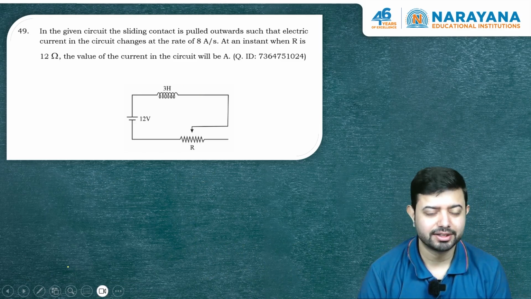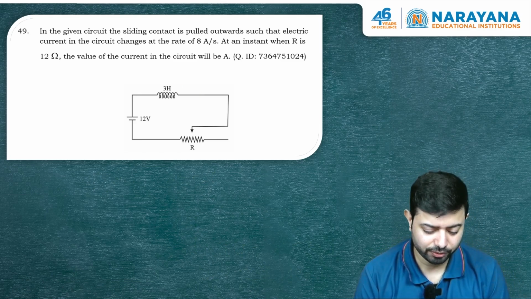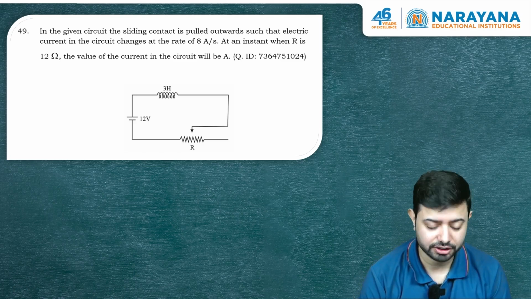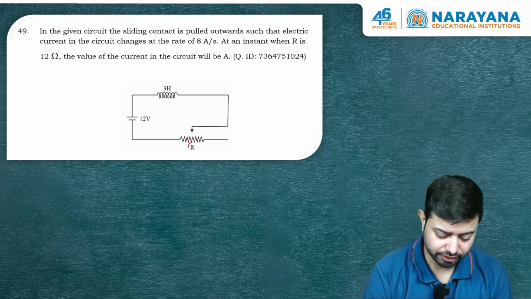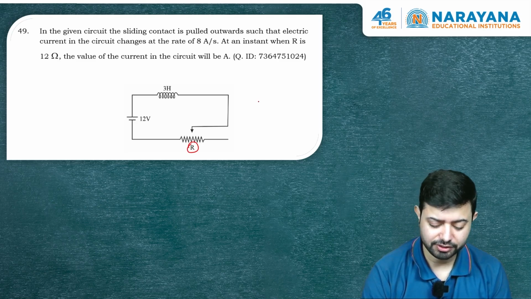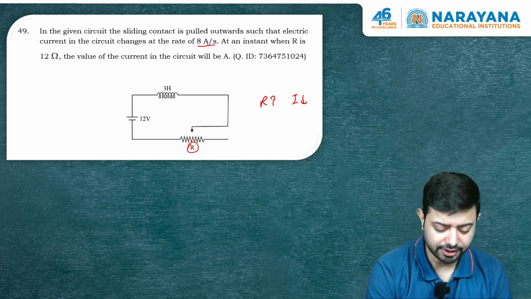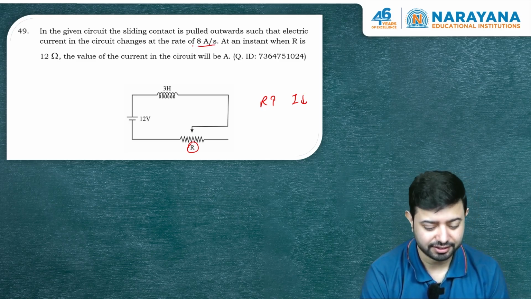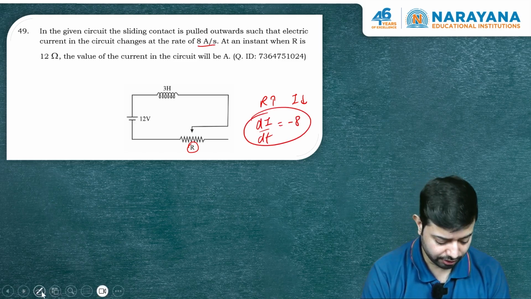Alright, let us have a look at this question number 49. In the given circuit, the sliding contact is pulled outward such that electric current in the circuit changes at the rate of 8 ampere per second. It means that resistance is going to increase, right? If resistance will increase, then current in the loop, what should be the tendency? Current should decrease. So whatever the rate they have given, it is actually the decreasing rate, right? So if I have to write down di by dt, what it should be? It should be minus 8. Okay. Now let us proceed.